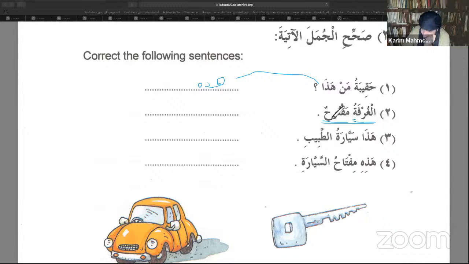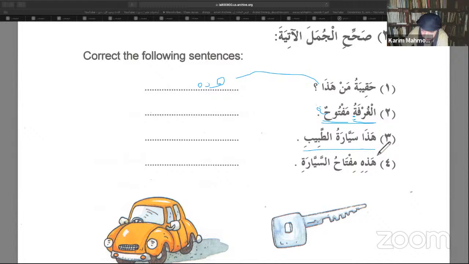مفتوحة. We're gonna add a ta marbuta, right? To make it like the word غرفة over here with the ta marbuta. Okay, all right. Let's do the next one. So الغرفة مفتوحة, which means what? The room is open. Okay, Haneen, next one.